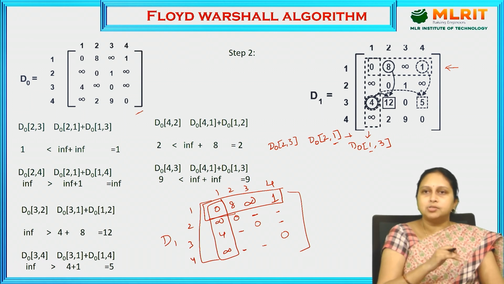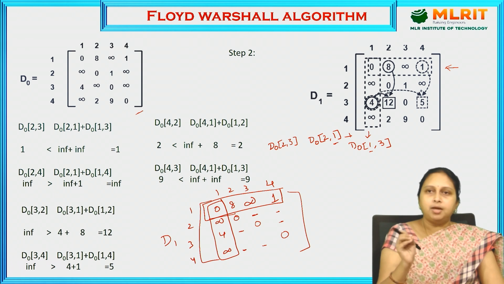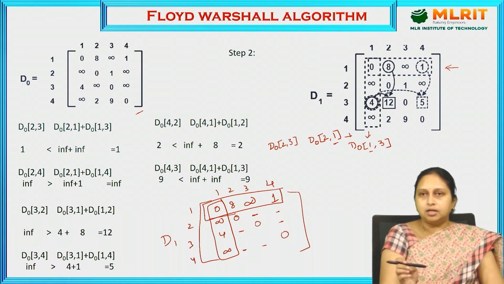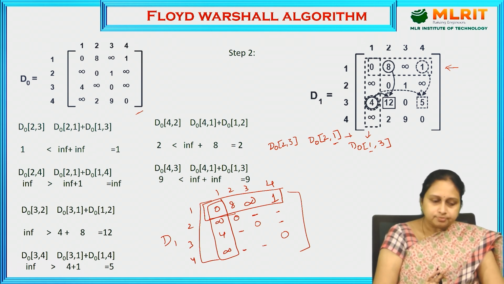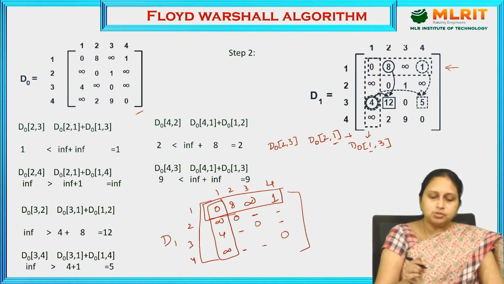If I am going to consider second row and second column, in that particular case, we need to make that vertex the mediator vertex in between those D0 or D1, anything you are going to find, right? Now, based on this, you find the value for D0 of 2,3.